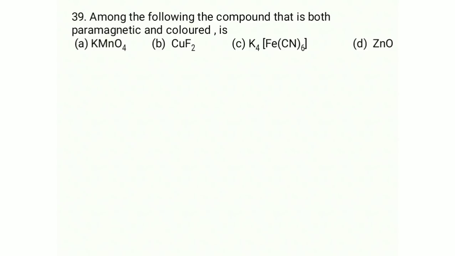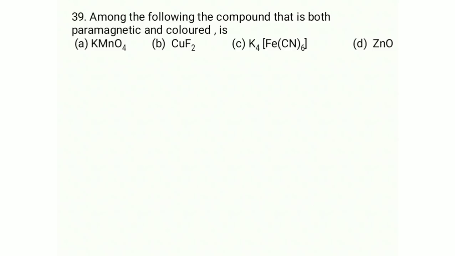39. Among the following compounds, which is both paramagnetic and colored? We know that KMnO4 is colored. We know that ZnO is colorless. K4[Fe(CN)6] has 0 unpaired electrons because CN is a strong ligand, so that is also a diamagnetic substance. It is not paramagnetic, but it is colored, but it is diamagnetic.